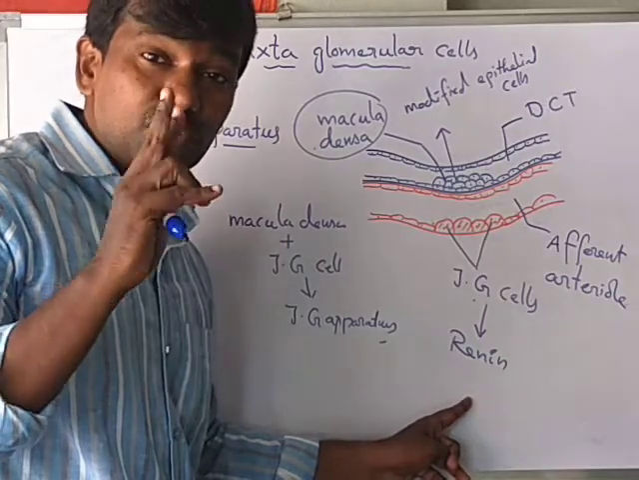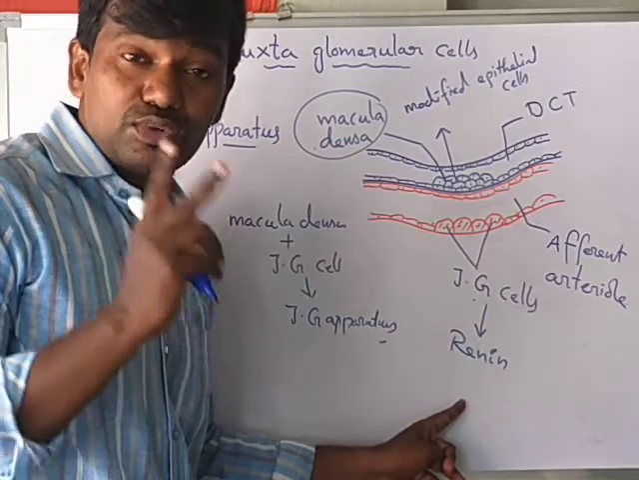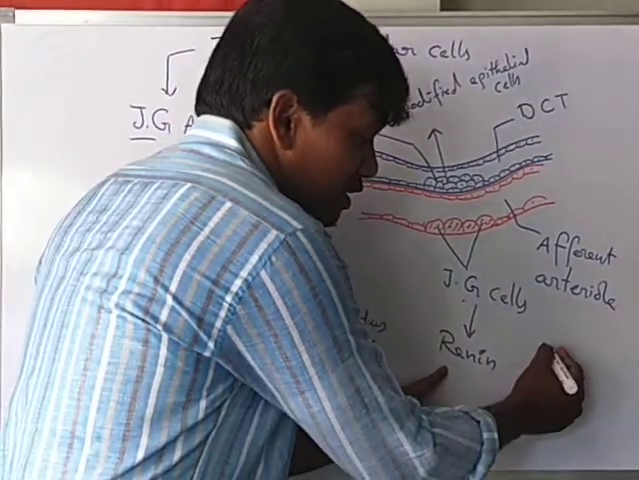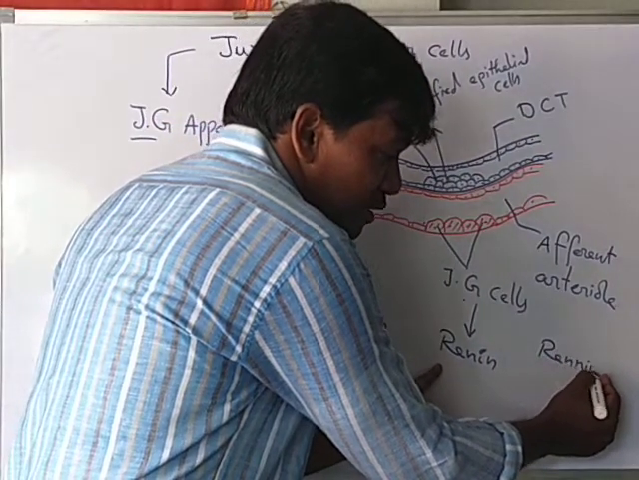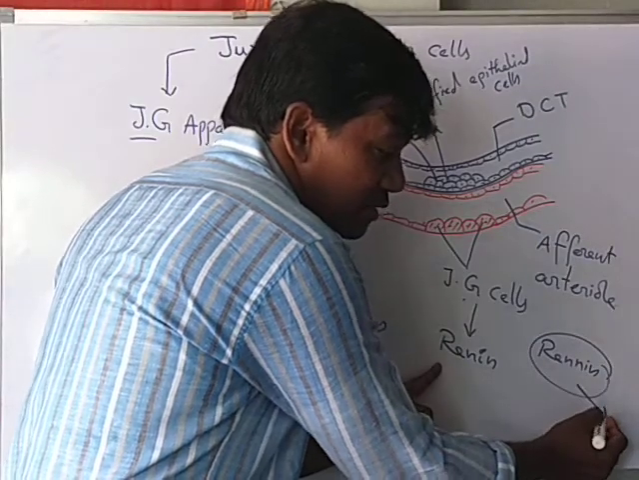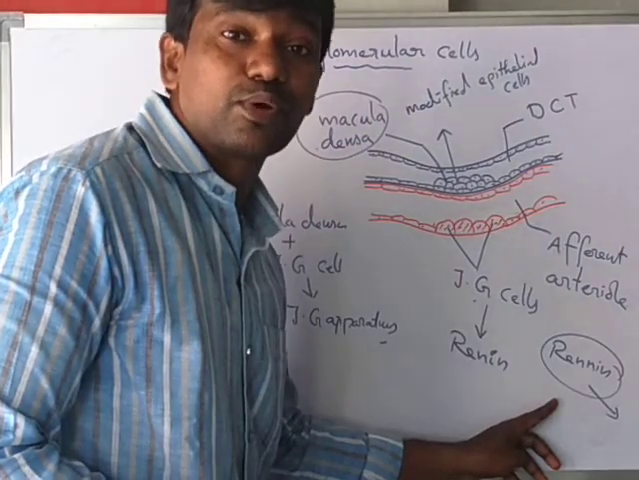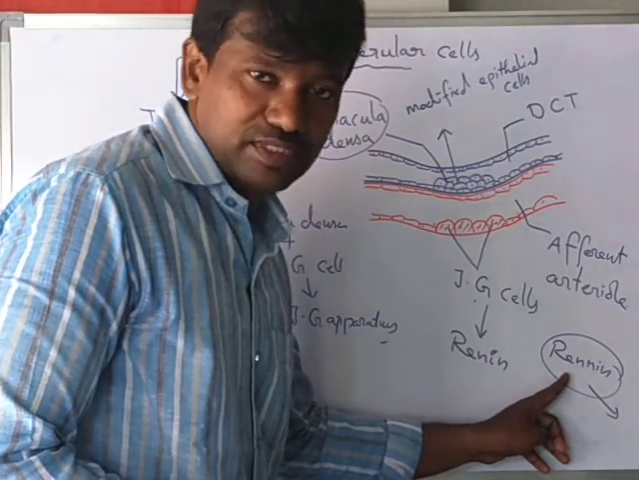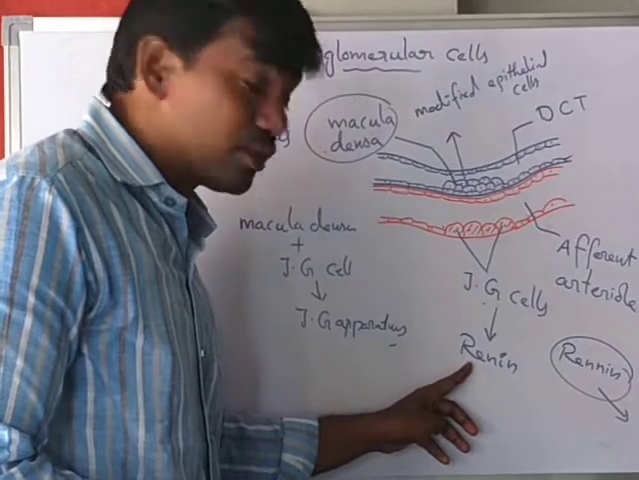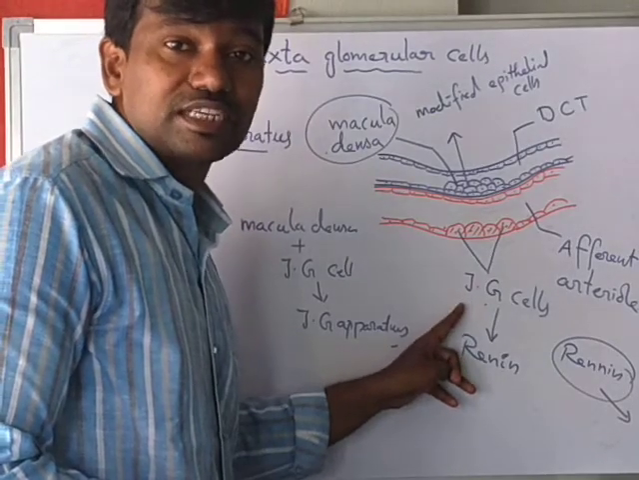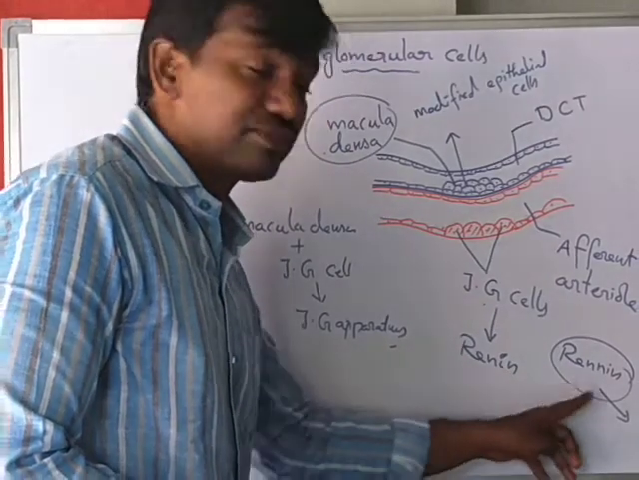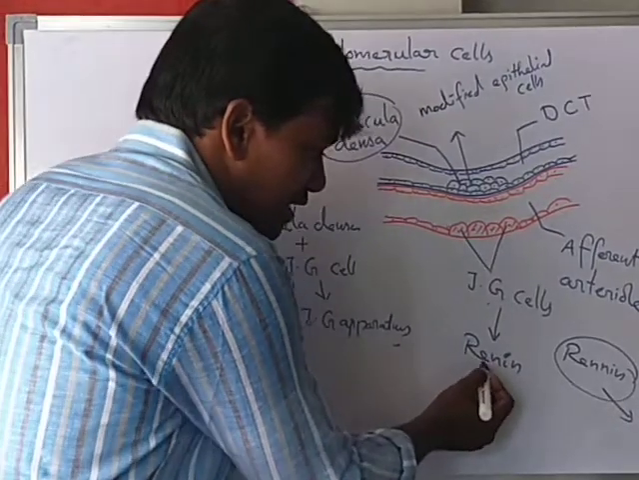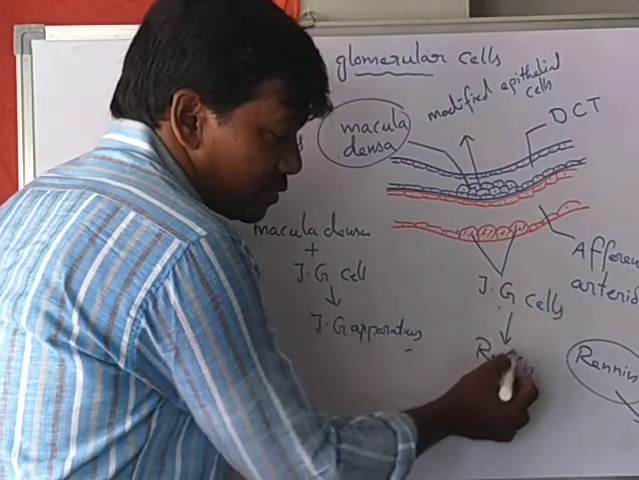There are two different enzymes with similar names, renin and rennin. Rennin is the milk enzyme which acts on the milk protein casein and is involved in the digestion process. Here, renin is produced in the kidney by the juxtaglomerular cells. So there is a difference between renin and rennin.